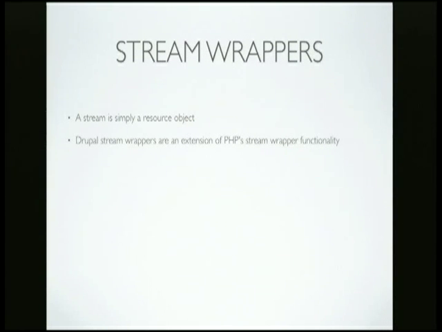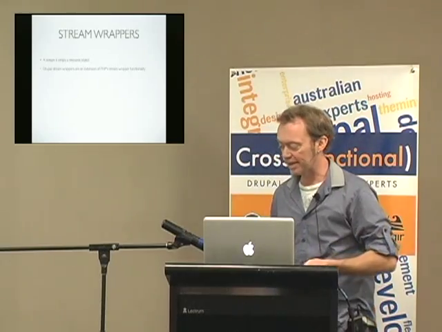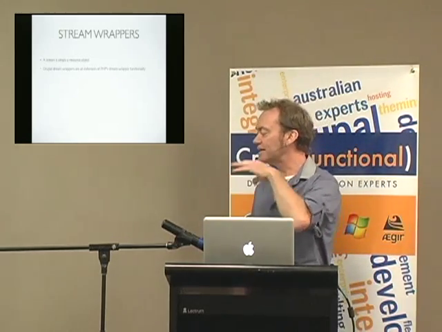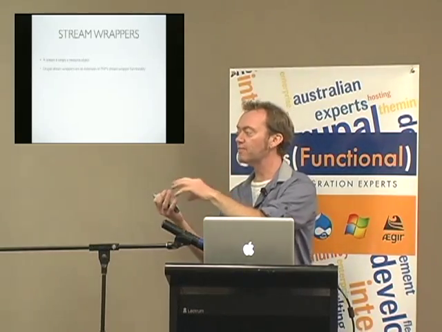These data streams can come from a lot of different places. They can come from the local file system, they can come from the internet, from FTP requests, from curl requests, from PHP itself, from compressed libraries. It doesn't really matter where this stream has come from.